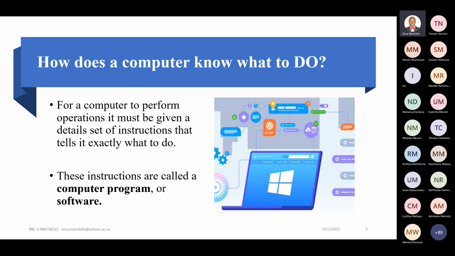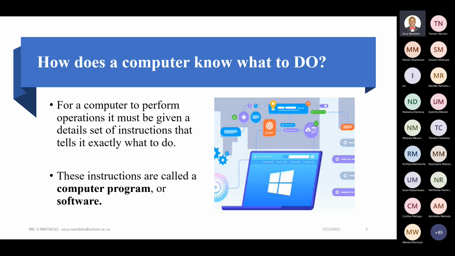It's just a simple thing. For a computer to know what to do, it must be given a set of instructions. To perform any operation, it must be given a detailed set of instructions that tells it exactly what to do. You cannot just buy a gadget, put it there, and say it will be able to do input and output. For it to perform those operations, it must be given a set of instructions that tell it exactly what to do. And what do we call that instruction?